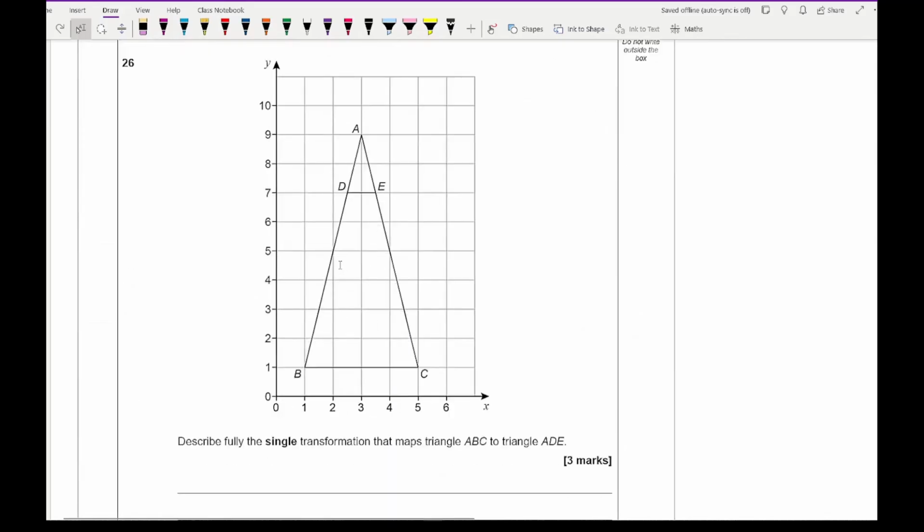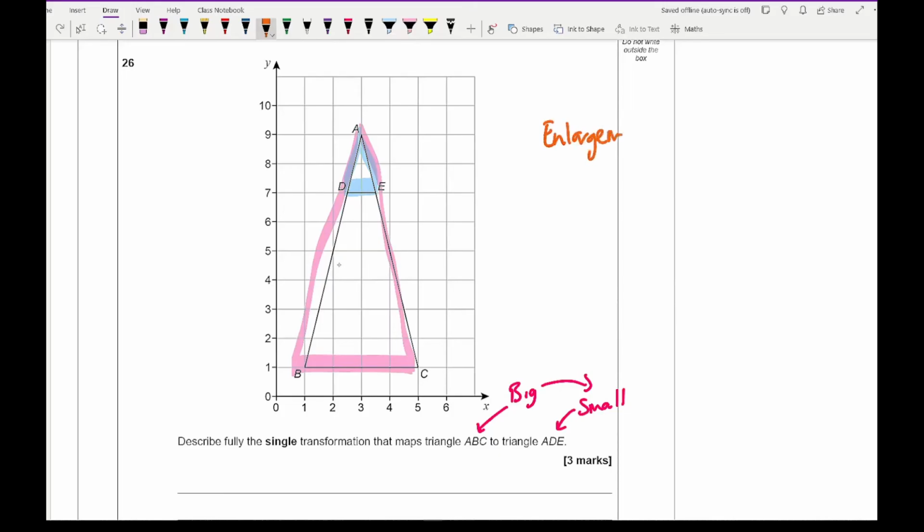Then moving on to question 26, it says describe fully the transformation that maps ABC to the triangle ADE. Now ABC is the big triangle, so we're going from the big triangle to the small triangle, which is really important that we recognize that. Now in terms of the transformation, if I just highlight the two triangles, we've got this triangle here and this triangle here. And so we're looking at an enlargement, which will get you 1 mark.